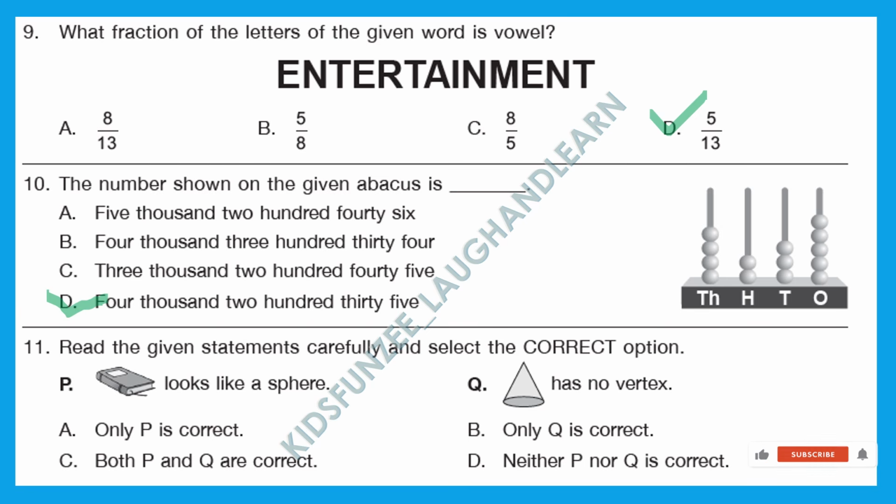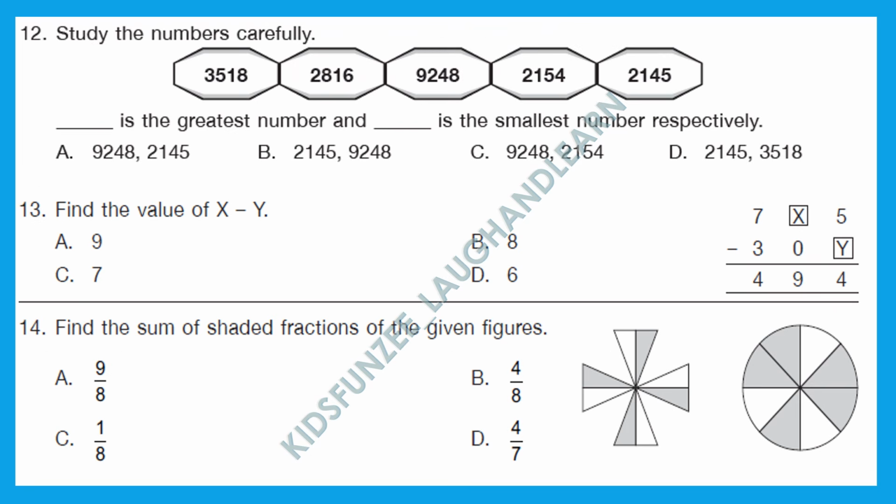Question 11. Read the given statements carefully and select the correct option. P: a book looks like a sphere? Not at all. It's not a sphere. So this is incorrect. Q: a cone has no vertex. This is also wrong because a vertex is a corner where line segments meet, and we can see on the top of the cone there is a vertex. So this is also incorrect. P and Q both are incorrect. So for us, option D is the correct answer. That is, neither P nor Q is correct.